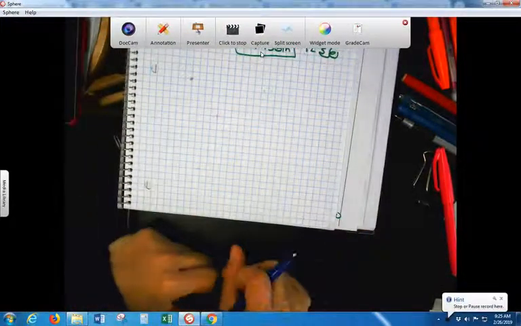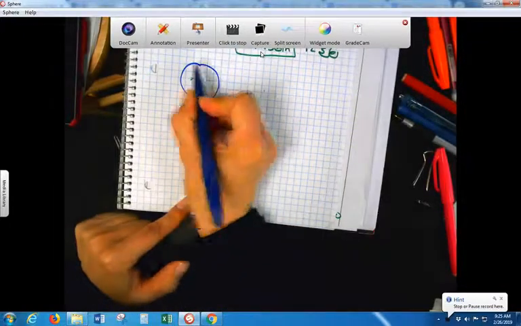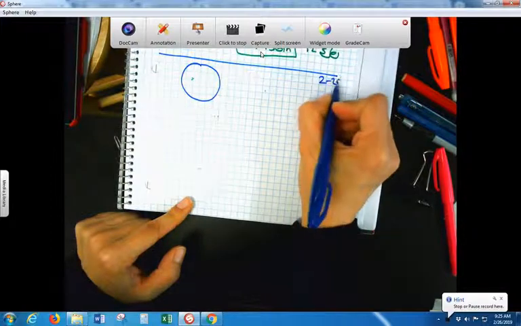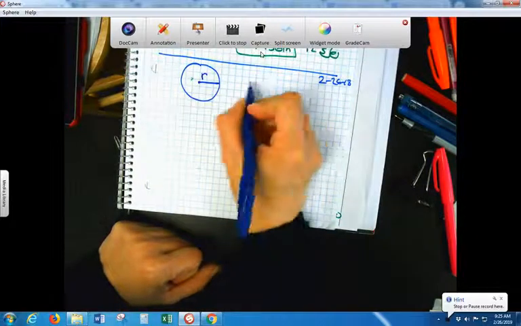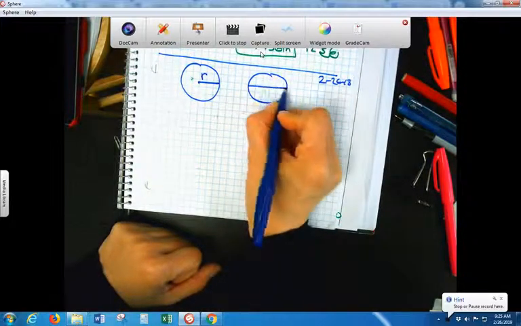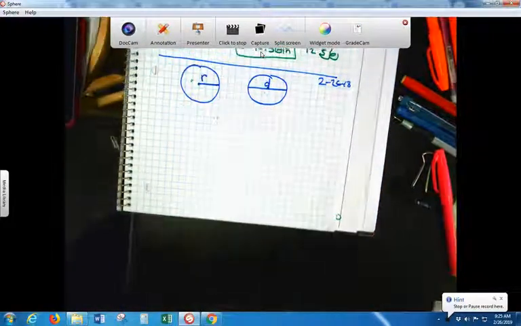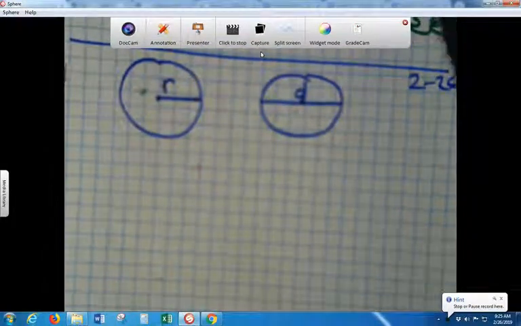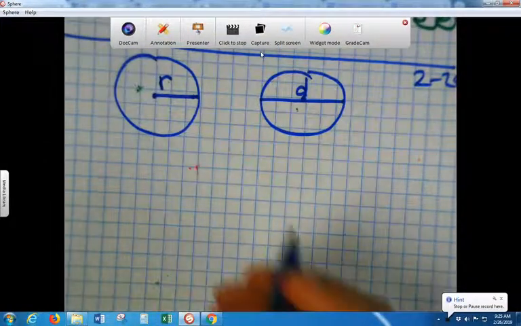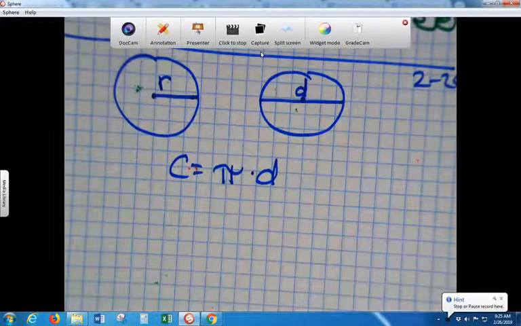Okay, yesterday we learned the parts of a circle, right? Who can remind me? What do you call this part? Radius. What do you call this part? Diameter. How do you find circumference? Pi times diameter. Circumference is equal to pi times diameter. And what is circumference? In other words, what does it mean? Like the perimeter, right? Going around the circle, right?